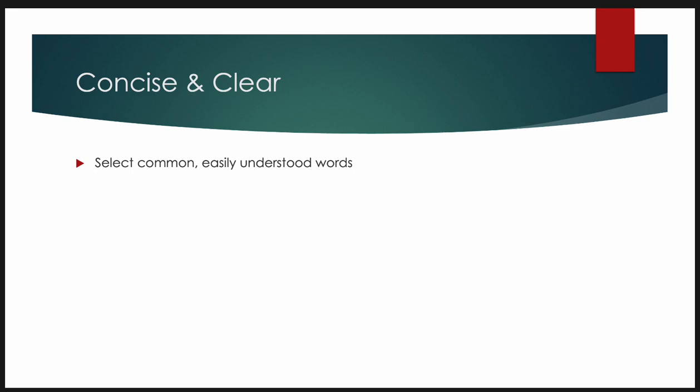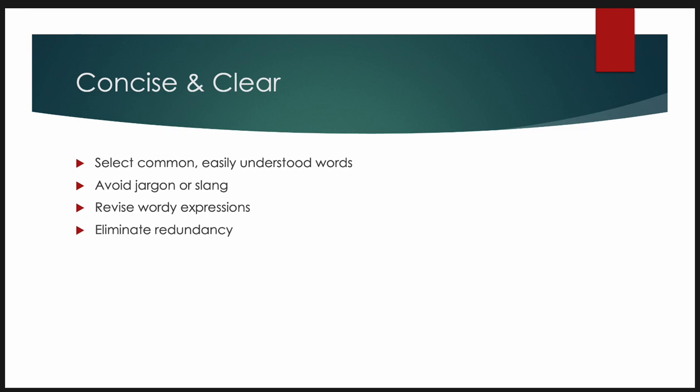When we talk about conciseness, we want to think about selecting common and easily understood words. You want to avoid jargon and slang, and you want to make sure that you're revising wordy expressions. Again, our textbook has very specific examples that can help you with all of this. Finally, you want to make sure that you're eliminating redundancy. A lot of how we speak in person has redundancy built into it. These are common cliched phrases. But when you're writing for the science and technical fields and doing technical writing deliverables, it's really important that you eliminate that redundancy.